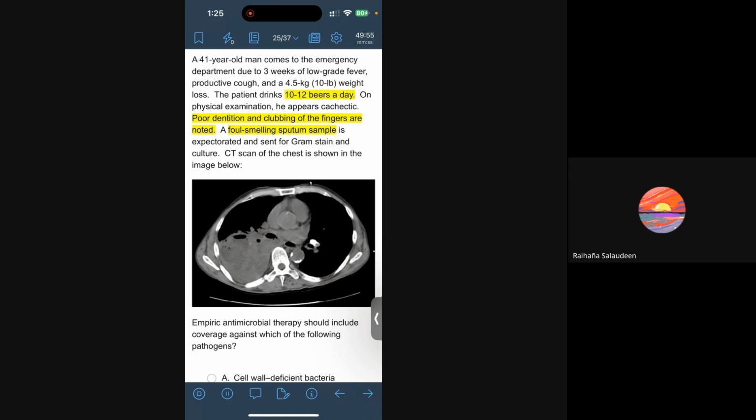We know clubbing of the fingers occurs in which diseases? Suppurative lung disease: lung cancer, idiopathic pulmonary fibrosis, cystic fibrosis, bronchiectasis, lung abscess. Okay. Whenever you hear the word foul smelling, the first thing that should always come to your mind is anaerobes.